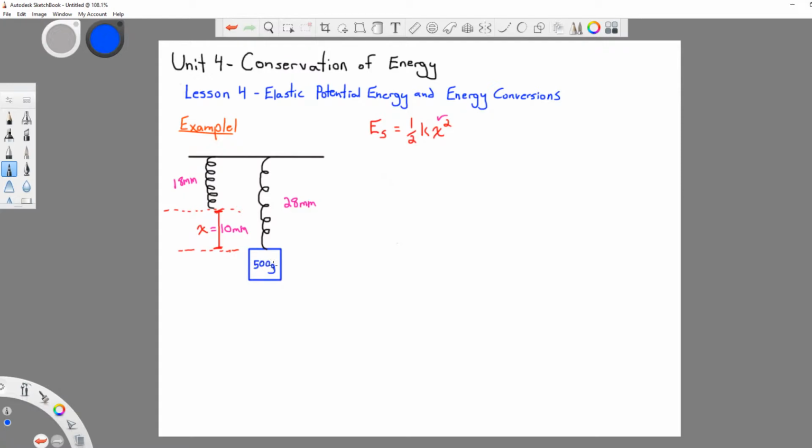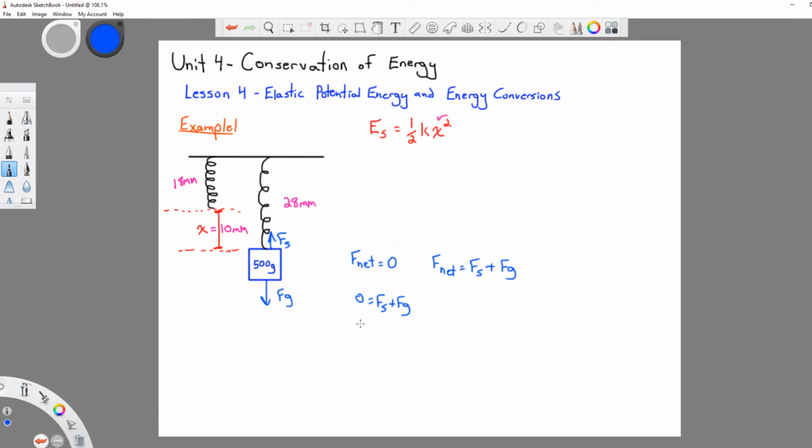It doesn't move, right? So we could say that force net is equal to 0, because it's not moving, it's not accelerating. And force net is equal to the sum of all of our forces. So force net is equal to, pulling upwards, force of the spring, and pulling downwards, force of gravity. If we rearrange this, we end up getting 0 is equal to force of spring plus force of gravity.